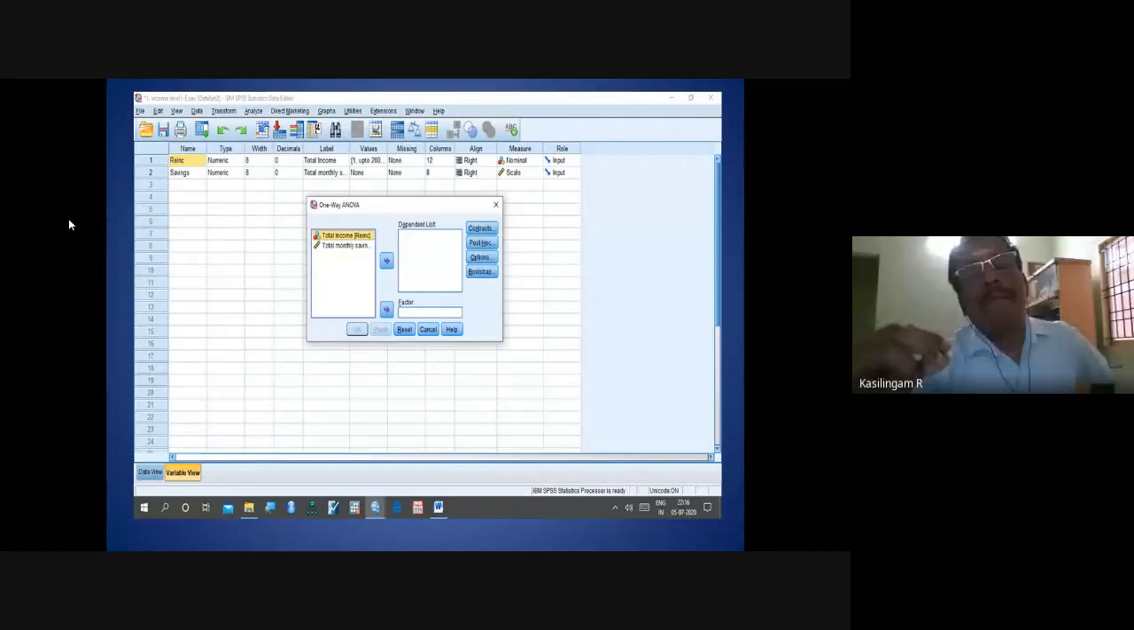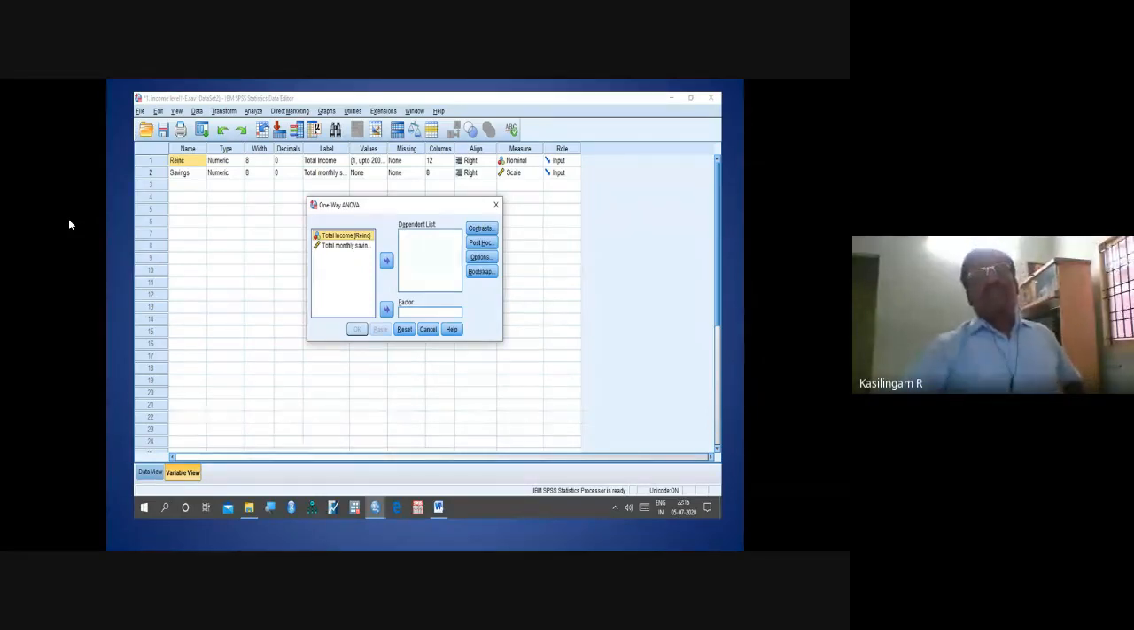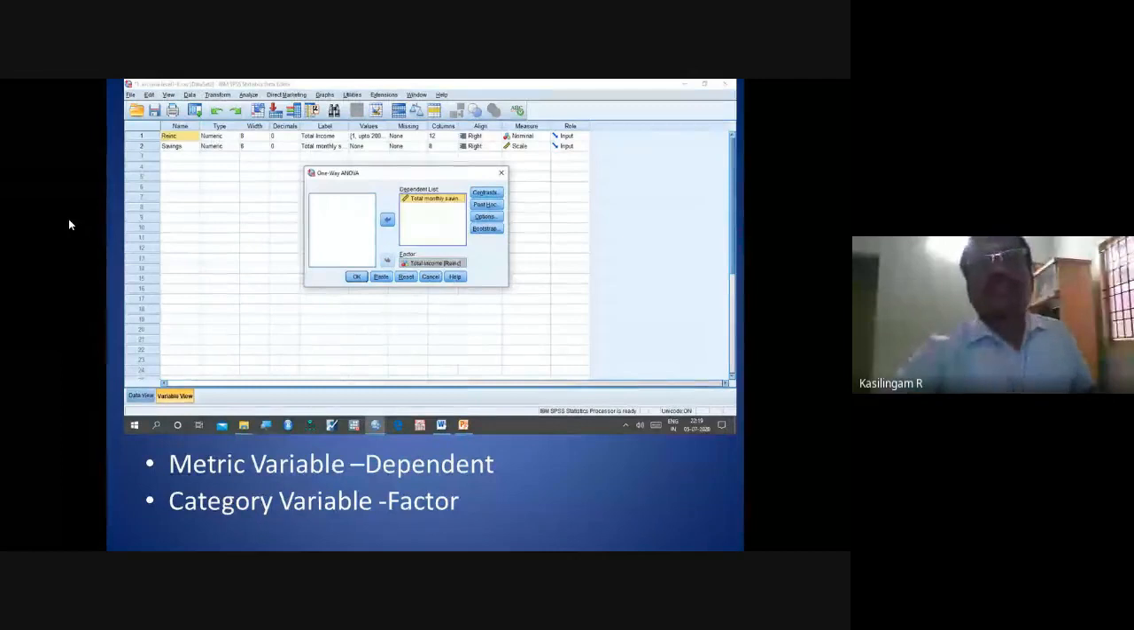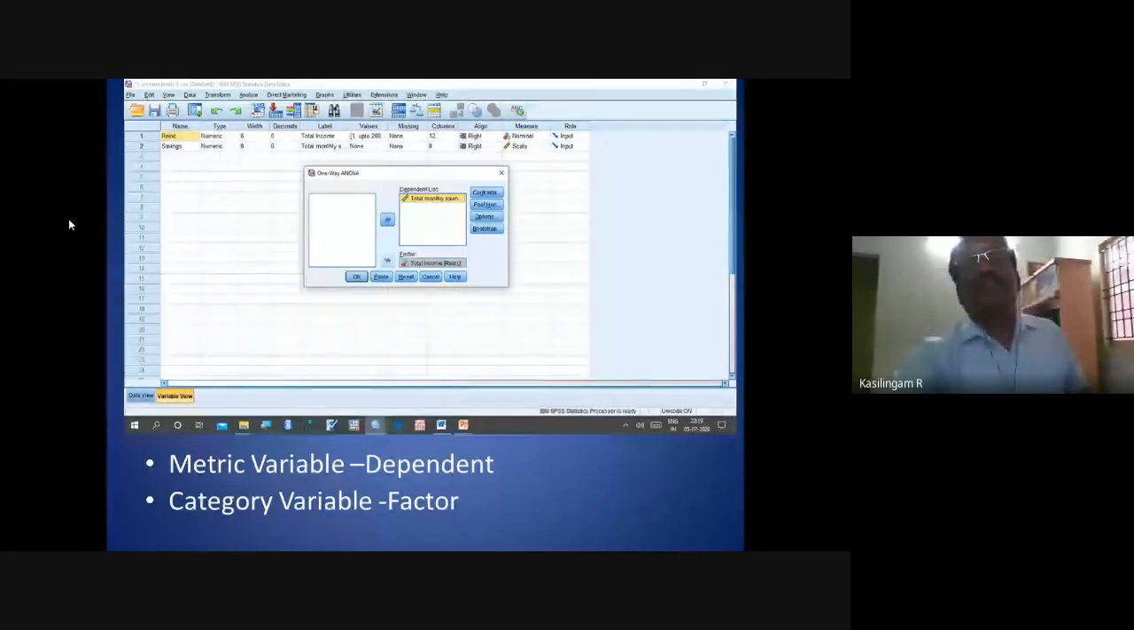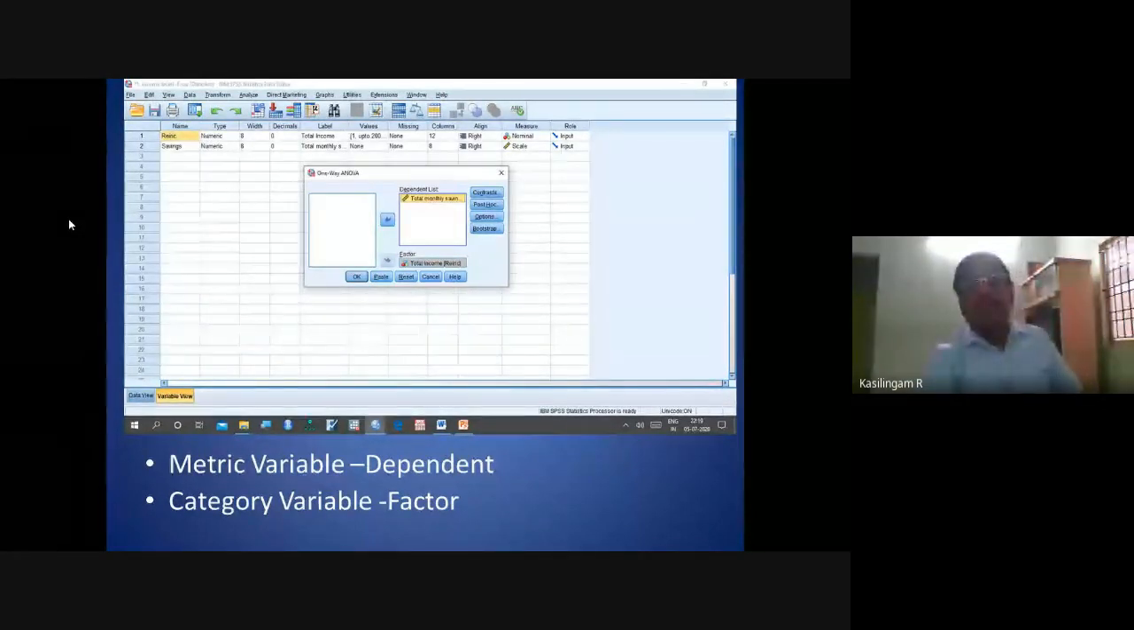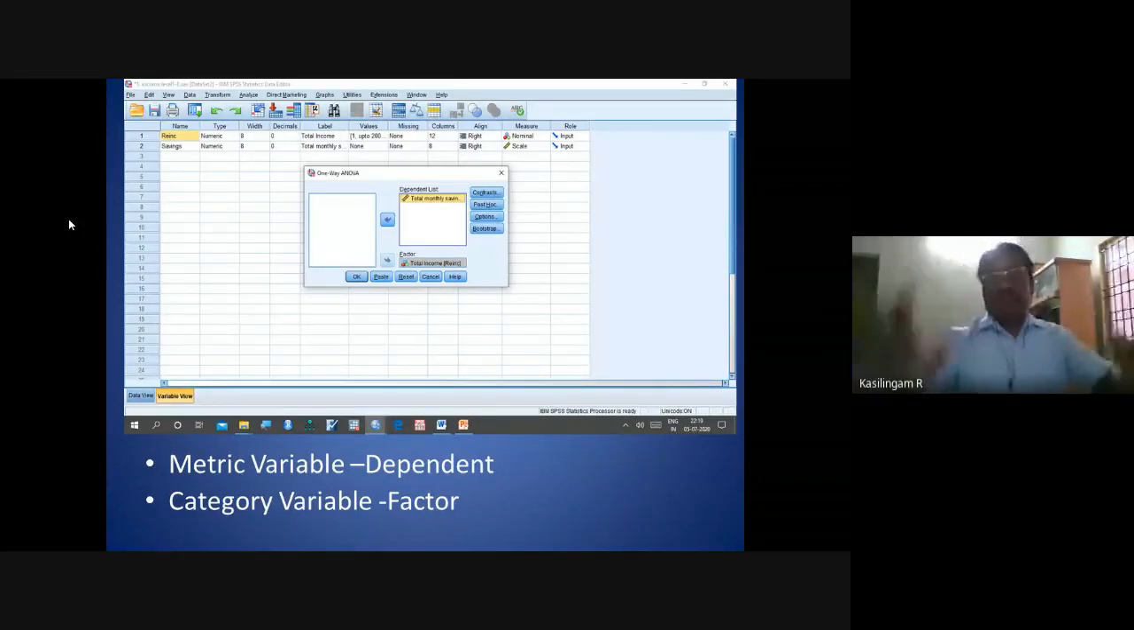So that metric variable you have to put in the dependent, and the category variable you have to put into the factor. This you should not change because the system will find out the mean for the top variable. So if you put it in reverse, then everything will be reversed. Okay, next. I have put here monthly savings, which is a metric variable, and the income, which is a categorical variable. So metric variable I am putting in the dependent, category variable I am putting in the factor. Right.